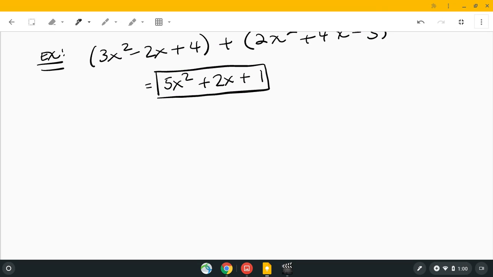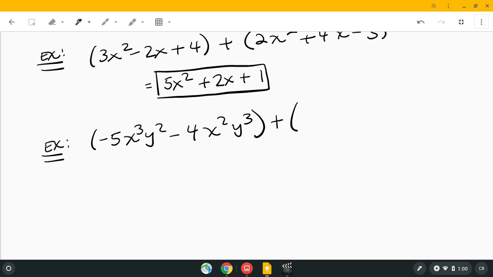All right. Let's take a look at another one. Suppose that I have this polynomial, negative 5x cubed y squared minus 4x squared y cubed. And I'm going to add that with 2x cubed y squared plus x cubed y plus 5x squared y cubed. All right, so we need to first identify the like terms. The way you identify them is by their variables and the exponents. The variables and exponents need to match, okay?